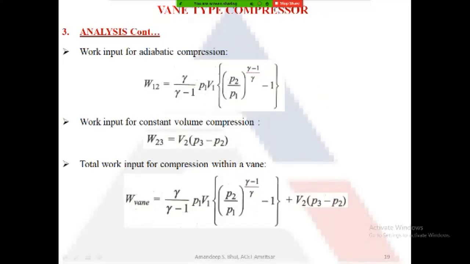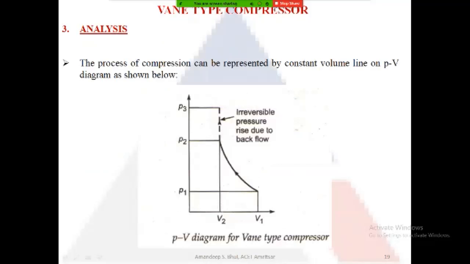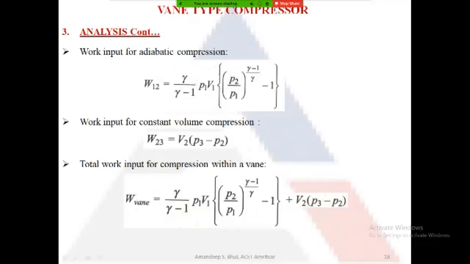So volume is constant, so volume will come out, so it will be V2 into P3 minus P2. So for this, the work will be V2 into P3 minus P2, where P3 minus P2 is the change in pressure. So the total work input for a vane type of compressor, for a single vane, will be given by W12 plus W23.